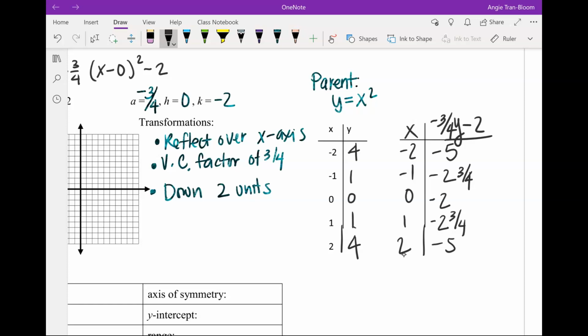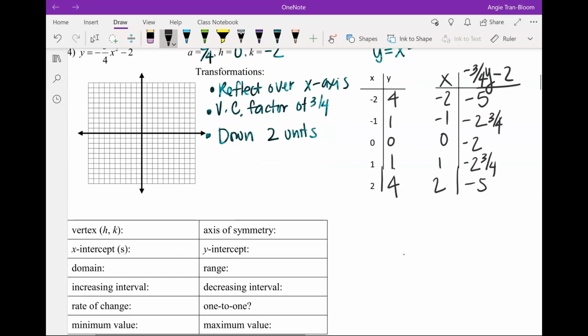Let's plot. -2, go up 5. Okay, I need you guys to not. -2, oh, -5, thank you, good eye. -2, 4, 5. And then -1 in between, 2 and 3, and 0, comma, -2. And then once you have one side, the other side is just a symmetry.